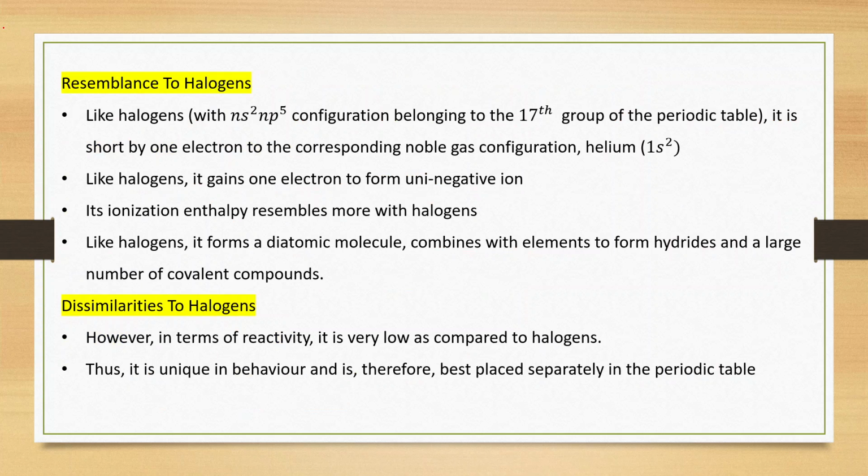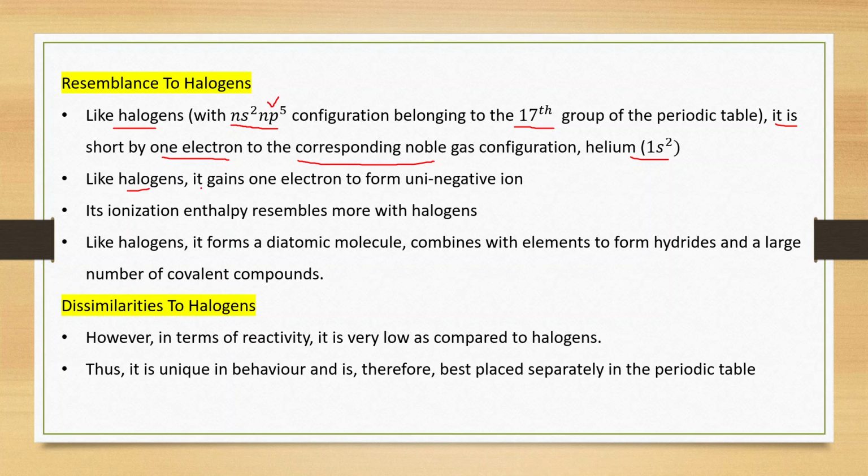Now, it also shows some resemblance to halogens, which have the electronic configuration ns2 np5 and belong to the 17th group of the periodic table. If we compare the electronic configuration of halogens and hydrogen, hydrogen is short by one electron of the corresponding noble gas configuration, helium, that is 1s2. Simply we can say halogens gain one electron and acquire the noble gas configuration. In the same way, hydrogen will also gain one electron and acquire the nearest noble gas configuration, helium.